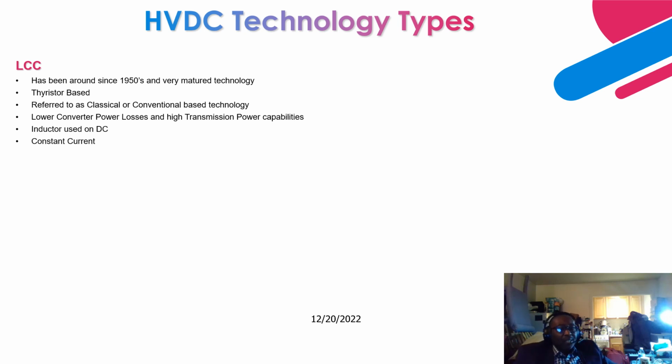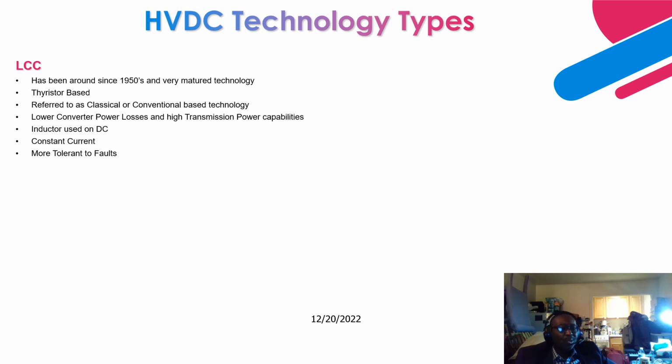An inductor is used on the DC side, and this is a large mass of inductor. Its goal is to basically keep the current stiff, and also, when there's a fault on the DC side, to limit the rate of rise of the DC current. And also, constant current is achieved utilizing the inductor on the DC side.